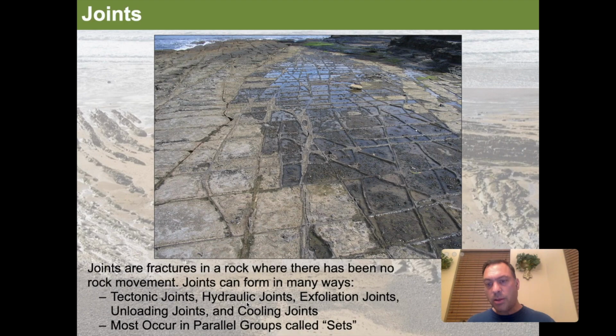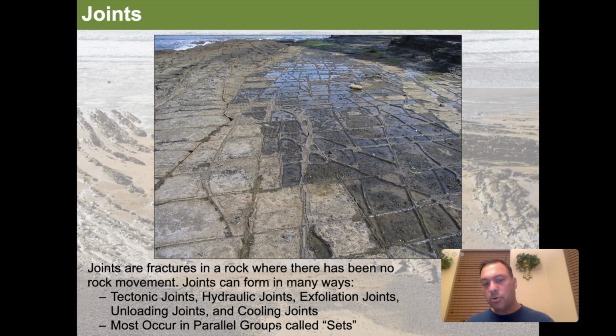They can be hydraulic joints. This is caused by pressure of fluids in the rocks being so high that it fractures the rocks. Exfoliation joints. We've talked about that when we got into erosion, and we've also talked about it under mass wasting. Unloading joints and cooling joints. We'll show you examples of those.